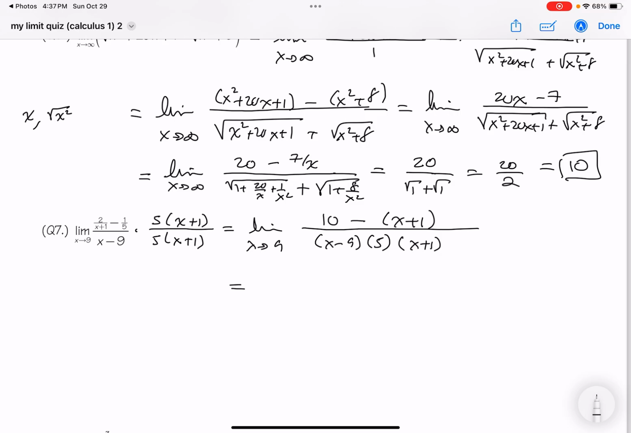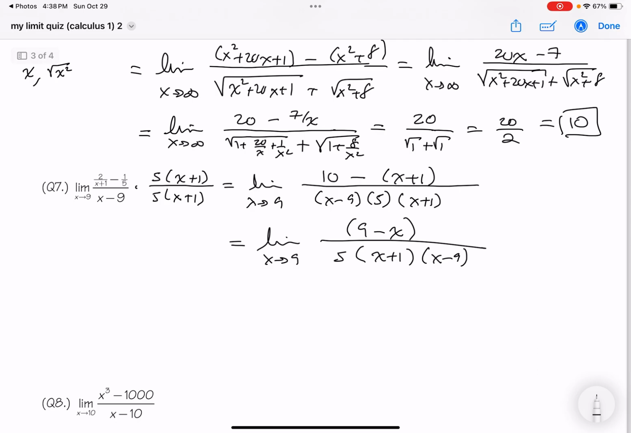Let me see if I can keep going with this. Limit, x goes to 9. I'm going to write the bottom a little bit differently, as 5, x plus 1, and x minus 9. And on top, what do you see? Well, I see 10 minus x minus 1, which is 9 minus x. Now, I immediately notice that the top and the bottom really don't have a factor in common, but they have a factor that's in common opposite. So let's write this down over here.